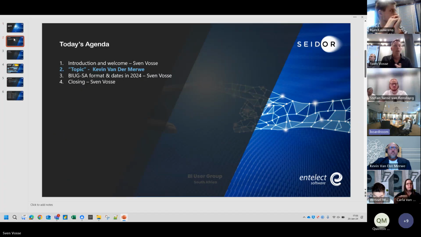And let's quickly cover the agenda. There is, besides this introduction that I'm just doing now, we've got one main presenter, Kevin van der Merwe. I'll introduce him in a few minutes. At the end of that talk, I'll talk more about the schedule for the rest of the year and the even and odd sessions and so on, and then we'll close out the session.